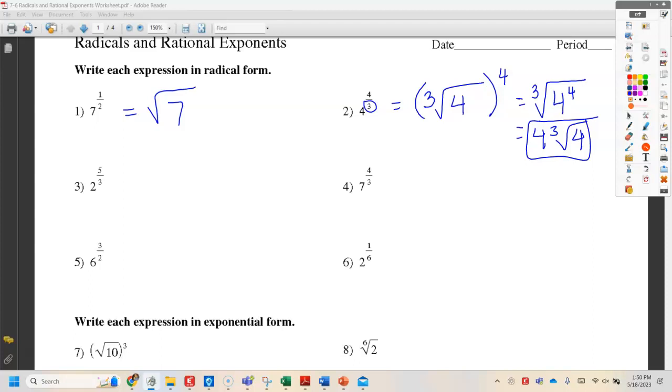Okay. So again, cube root 2 to the 5th. Cube root 2 to the 5th. They are equal or equivalent. Only on that aspect.